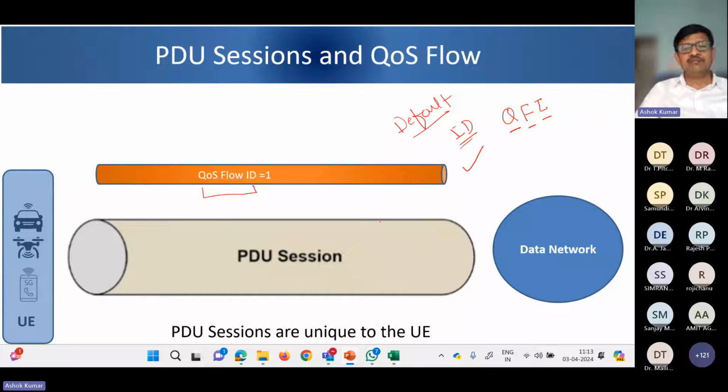So that means whenever a PDU session is created, a default QoS flow will be added. QoS flow is the lowest granularity within the 5G system for user data flow. So that will get added, and that will remain for the lifetime of this PDU session. Once the PDU session itself is terminated, this default QoS flow will also be terminated, but it will continue till the PDU session exists.